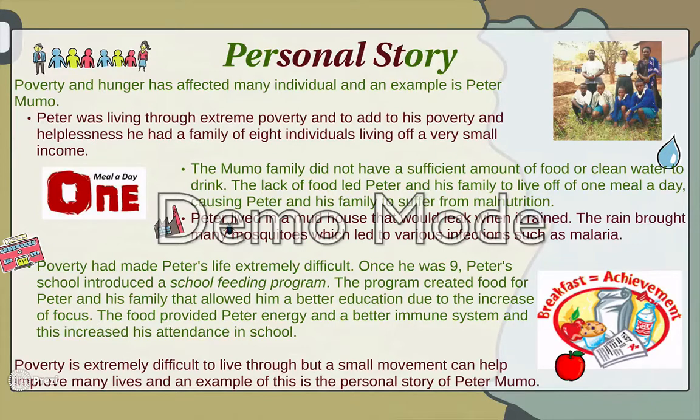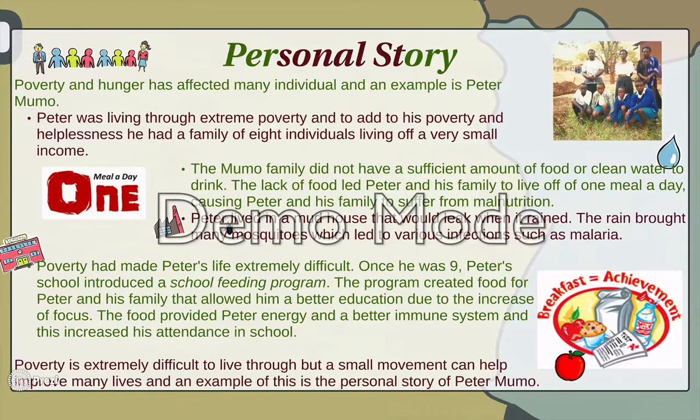The lack of food led Peter and his family to live off of 1 meal a day, causing Peter and his family to suffer from malnutrition. Peter lived in a mud house that would leak when it rained. The rain brought many mosquitoes, which led to various infections such as malaria. Poverty has made Peter's life extremely difficult.